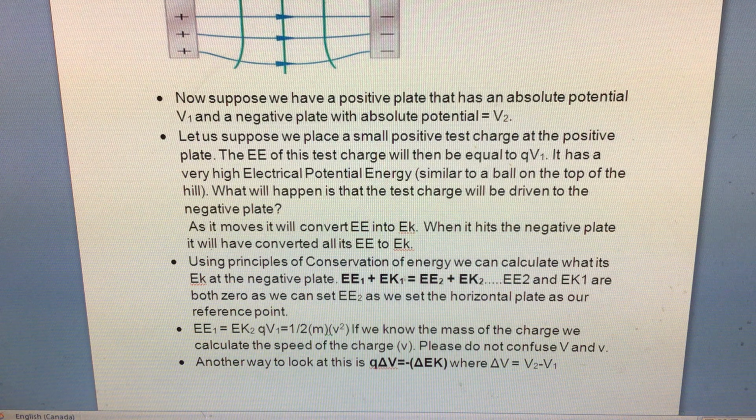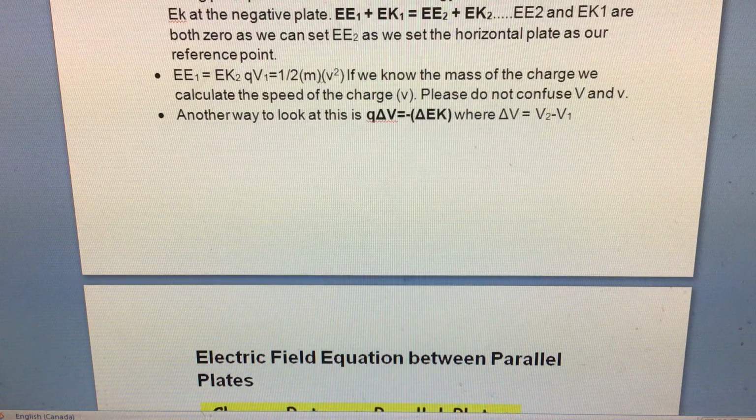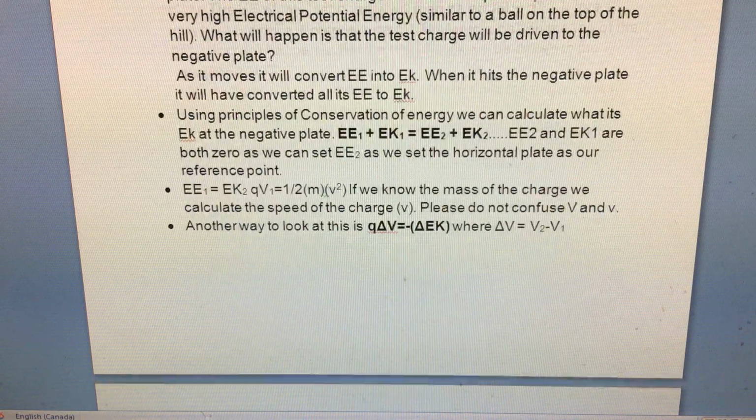Another way of looking at the same idea is to say that the change in electric potential energy is equal to negative the change in the kinetic energy. Or one way of looking at it is to say that whatever energy is lost, electric potential energy wise, doesn't get lost from the universe. It actually gets converted into kinetic energy. All right, so there's conservation of energy that you can look at there as well.